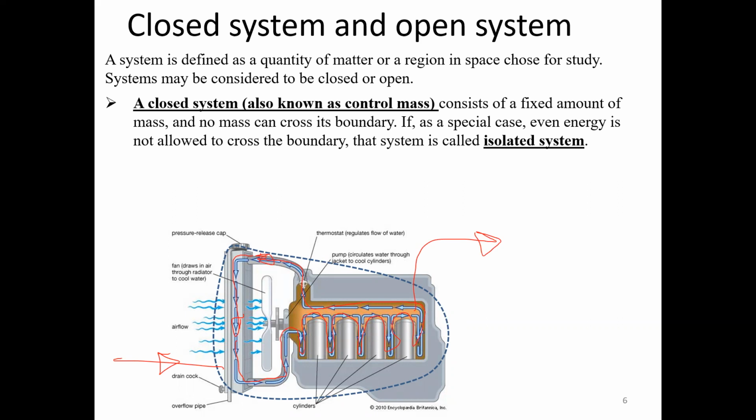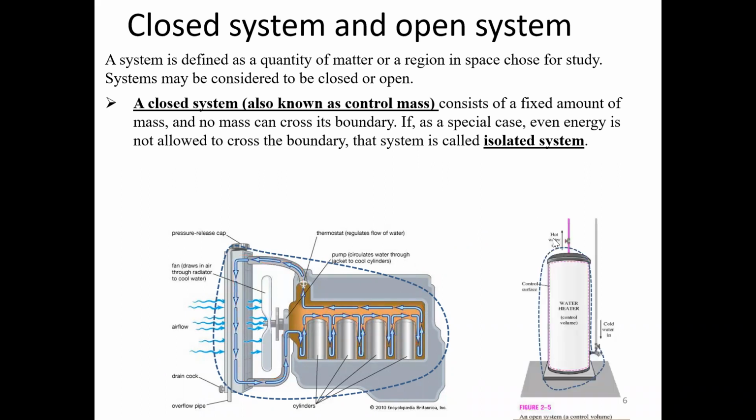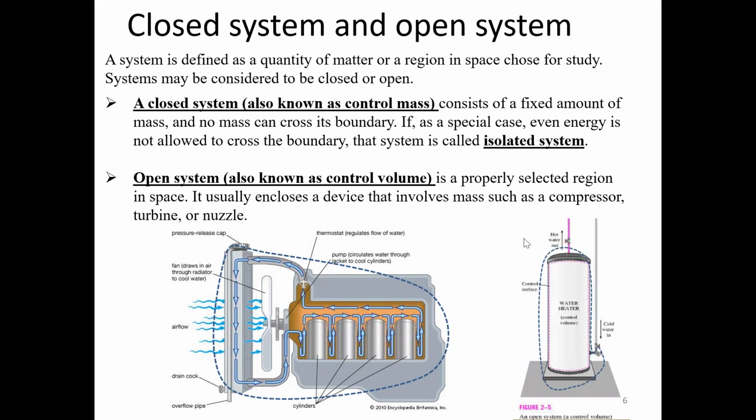And sometimes a part of the closed system can be considered as an open system. I'll show you later on. But first, let me give you a definition for open system. An open system, also known as a control volume, usually encloses a device that involves mass flow, such as a turbine, a compressor, or a tank, a water tank.